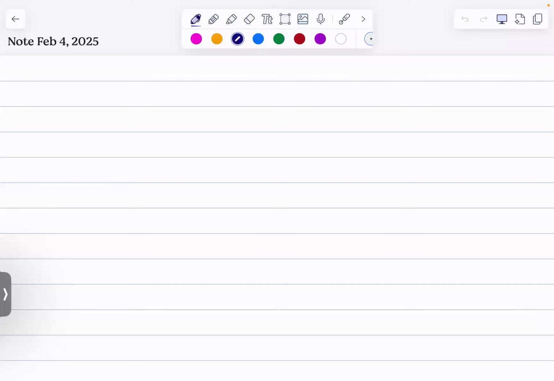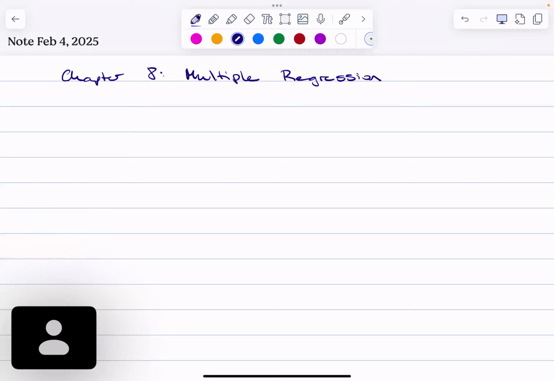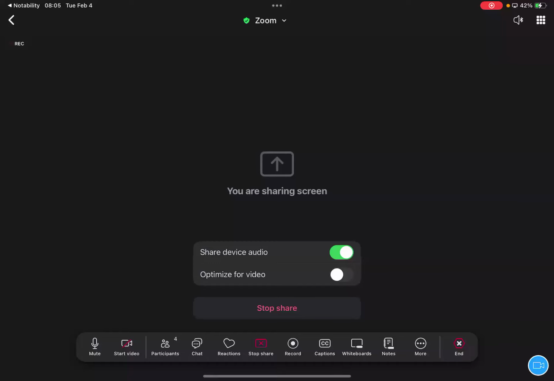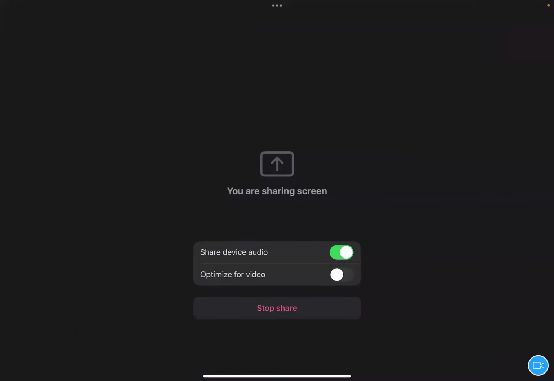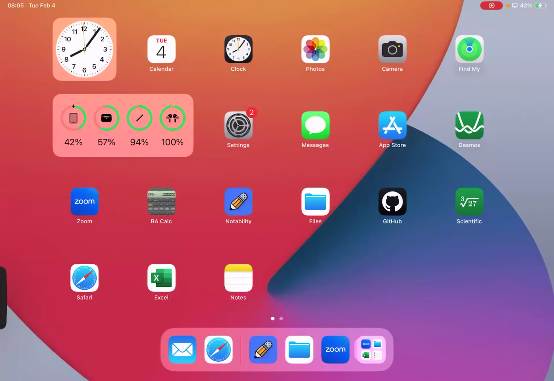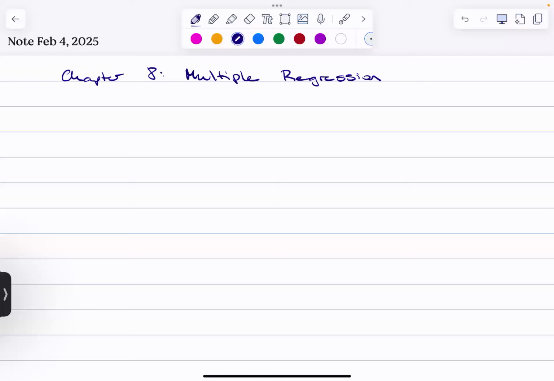So today, we're going to do chapter 8, which is on multiple regression. Kind of a snow day, so I'm glad to see people online, if you can't make it. Okay, so not really a snow day, but I don't know, just felt like it.